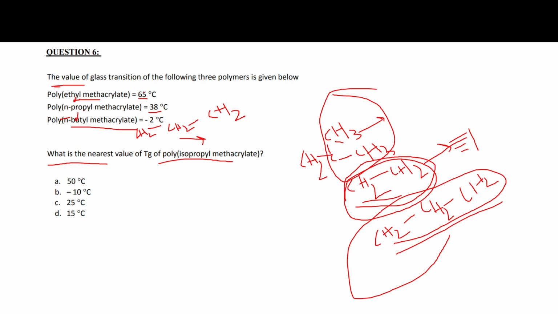If the Tg is in between, only one option is present, that 50 degrees centigrade. So the Tg is around 50 degrees centigrade for this material.